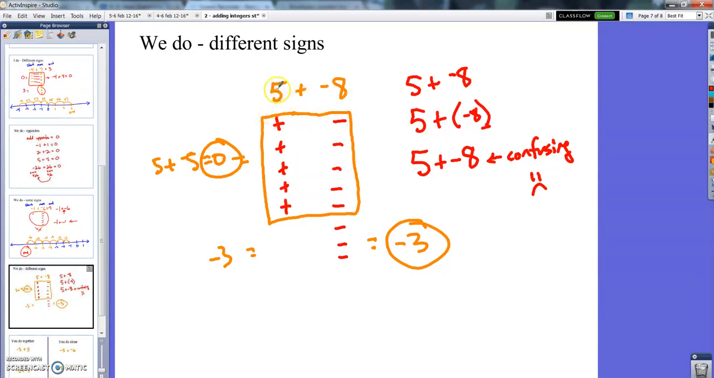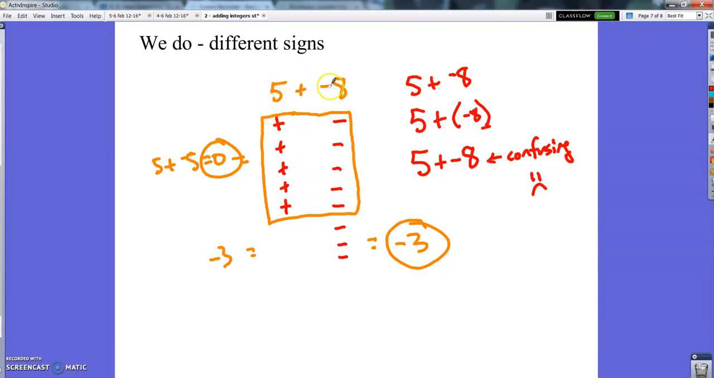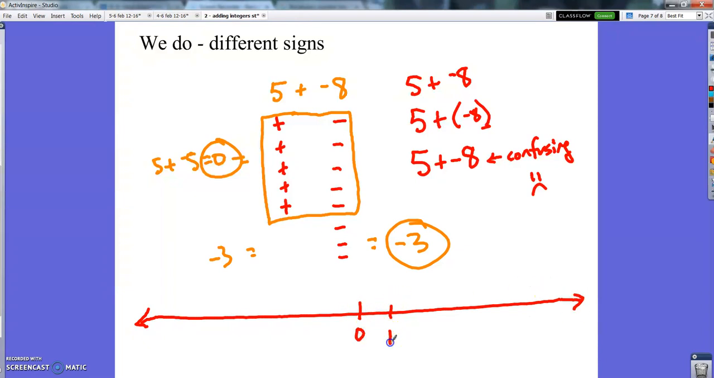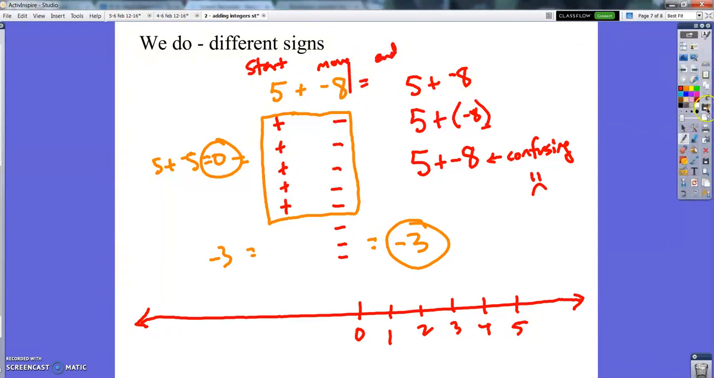Our second example yesterday was 5 plus negative 8. Yesterday we got that equaled negative 3. All right, so number line, here we go. I'm going to start at 5. 1, 2, 3, 4, 5. So start, move, and then my answer is going to be wherever I end. All right, so I'm going to start at 5, and I'm going to move 8 units in the negative direction.